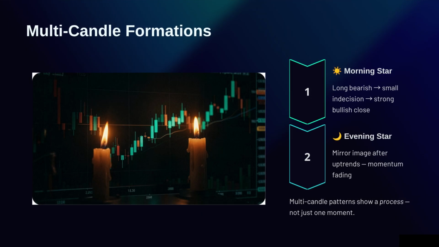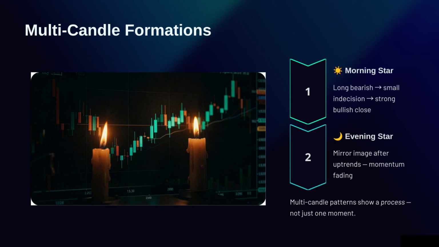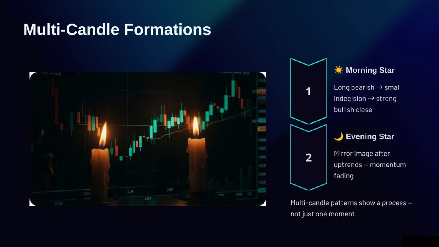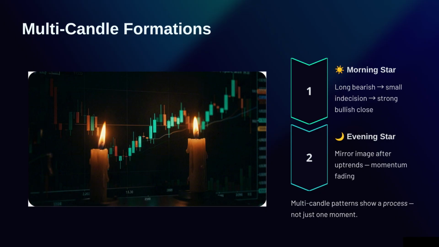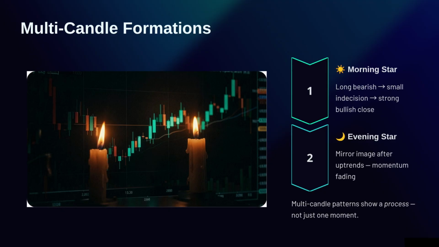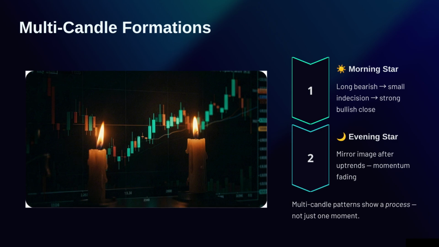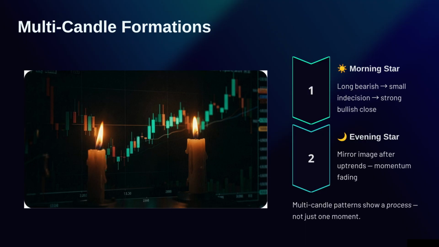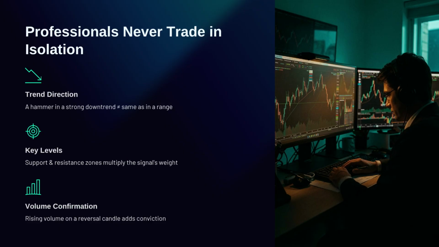Now let's talk about multi-candle formations, because single candles rarely tell the full story. The morning star, a 3-candle pattern. A long bearish candle, a small indecisive candle, then a strong bullish candle closing well into the first candle's body. This sequence often reflects a shift from selling pressure to hesitation to buying strength. The evening star is the mirror image, appearing after uptrends, hinting that momentum may be fading. These multi-candle patterns tend to carry more weight than single candles, simply because they show a process unfolding, not just one moment.